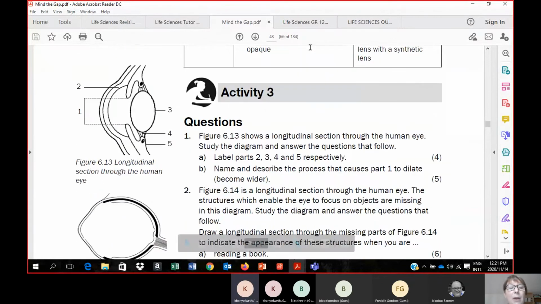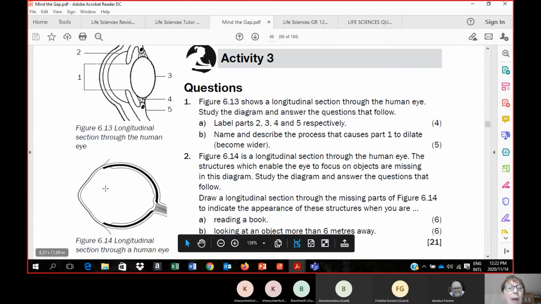Okay, because I've been speaking quite a lot, I'm going to let you do this activity 3, which is in Mind the Gap, quickly. And you may again do this in pairs or in groups. So this is the first one. You just need to label a few things. Then it says, name and describe the process that causes part 1 to dilate, to become wider, that little bit. And then this is also quite a nice diagram. You're going to have to work quite quickly.